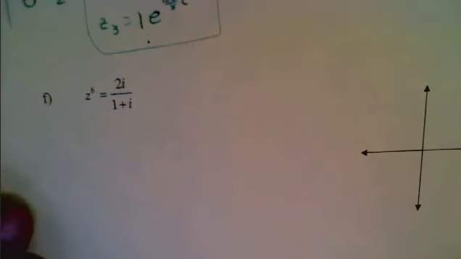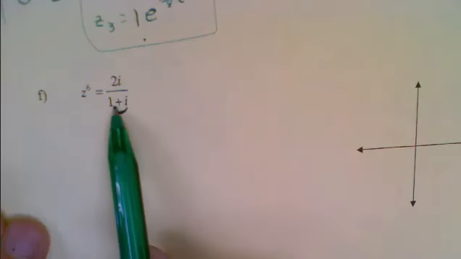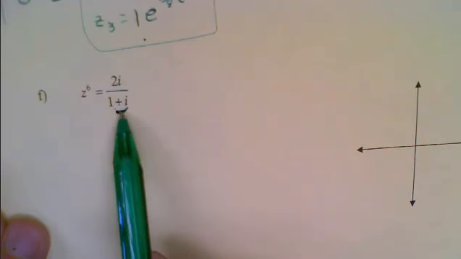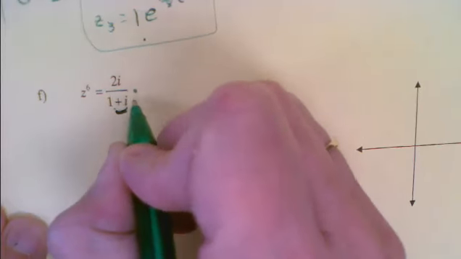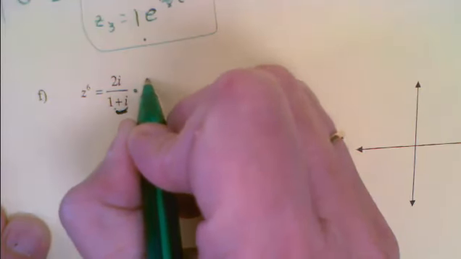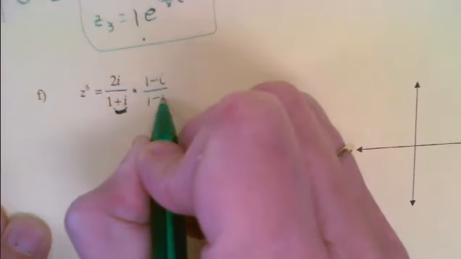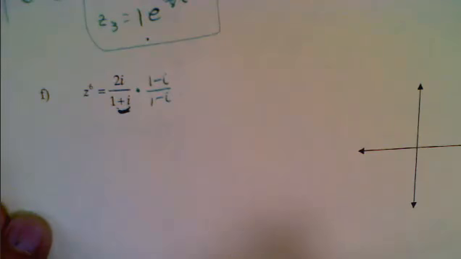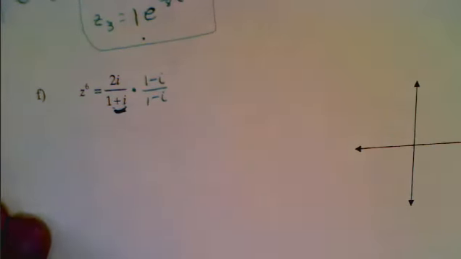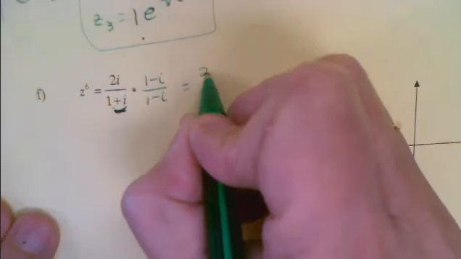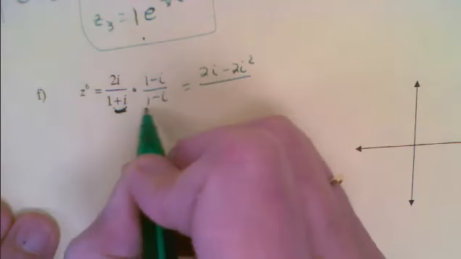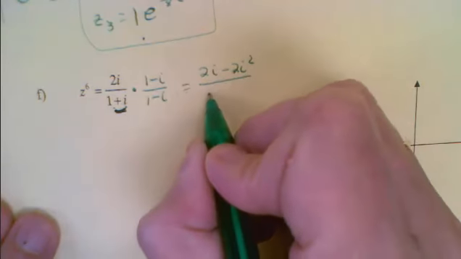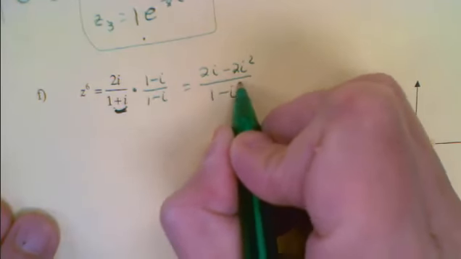Last one I tricked you a little bit. This is in rectangular form, but it's not simplified. So what I would probably do first, there are different ways we can do this, but I would probably first multiply by the conjugate of that denominator so that we can rationalize the denominator. So I'm going to get 2i minus 2i squared over, when I multiply these out, I'm going to get 1 minus i squared.